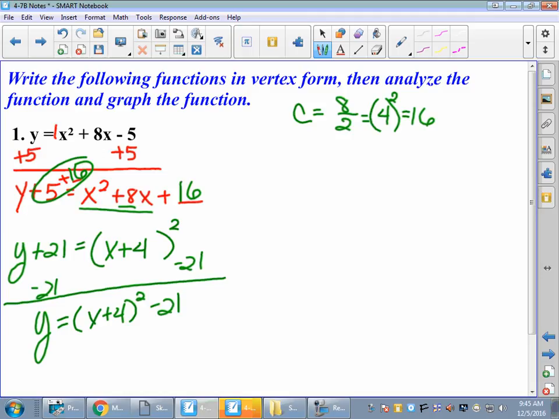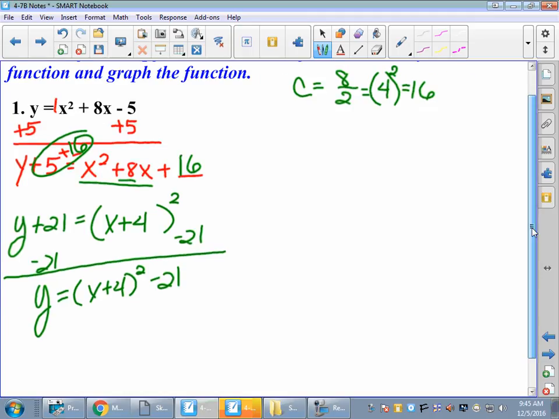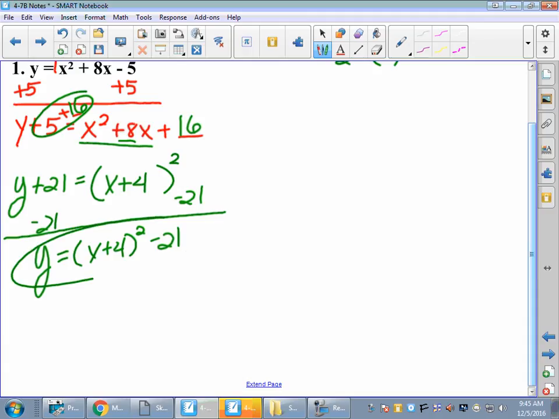So the old imperfect c, along with your new perfect c, create your k value. So here's the vertex form. And then once you get the vertex form, we can kind of analyze some things. My vertex then is -4, -21.